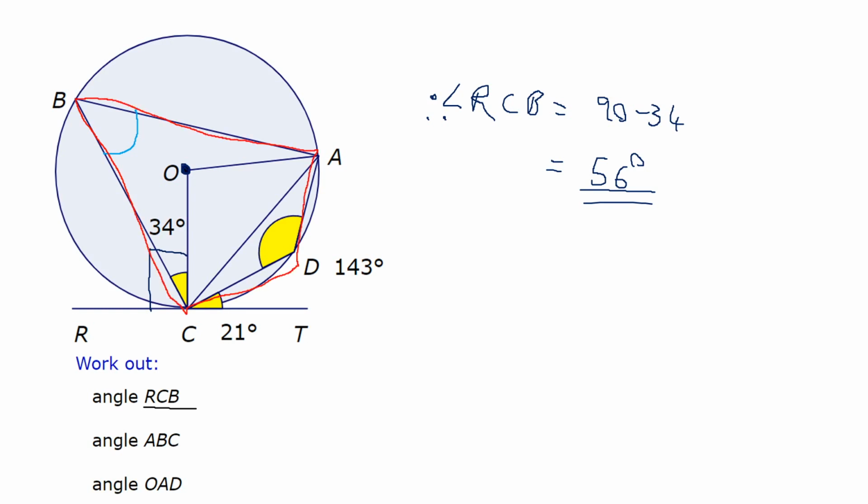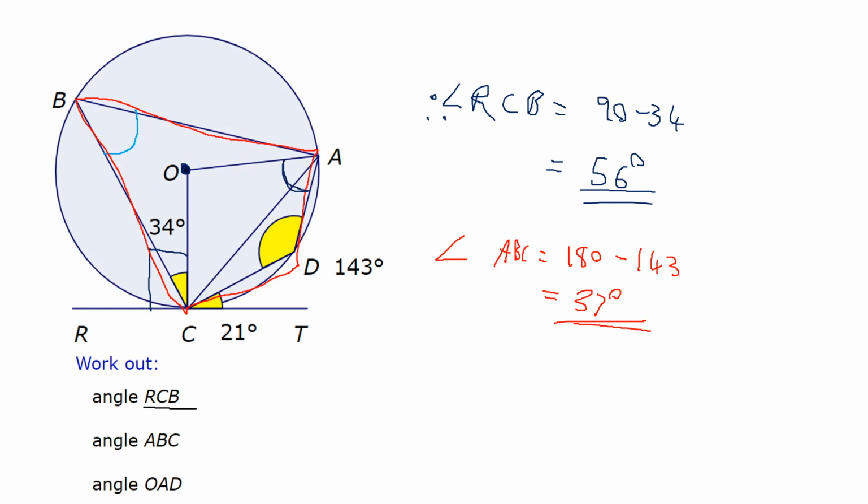It's a quadrilateral, a cyclic quadrilateral. So we can say that angle ABC is just going to be 180 minus 143, because this angle plus this angle is equal to 180. And so when we do that, we get an answer of 37 degrees. What about OAD? Which one's OAD? Alright, so it's this angle here.